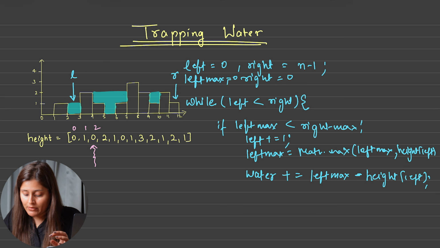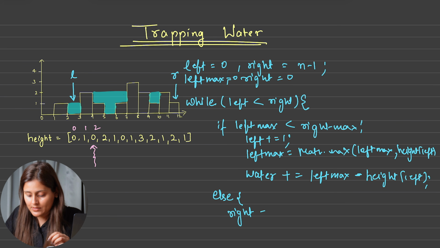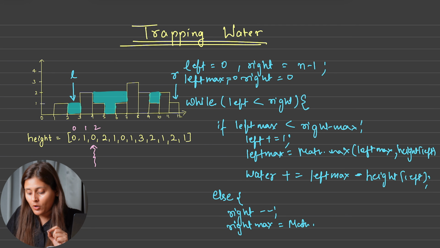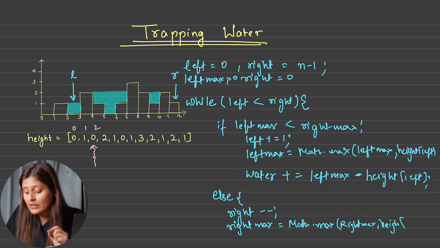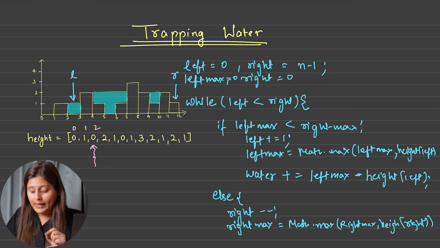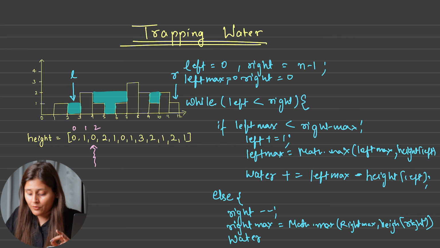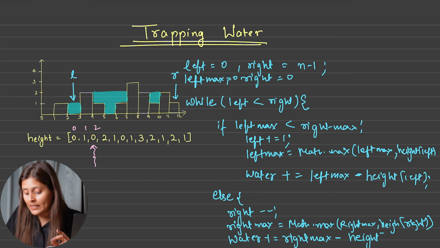Correct? So hence we will add everything in the else case, and we will first do right minus minus. After right minus minus, our task is to update the right max. And right max is nothing but Math.max of right max or current height, the height of the right pointer. What is the maximum height? If we have calculated the maximum height, now our task is to calculate water, and water will be nothing but right maximum similarly, and we have to subtract the block if there is any block present.